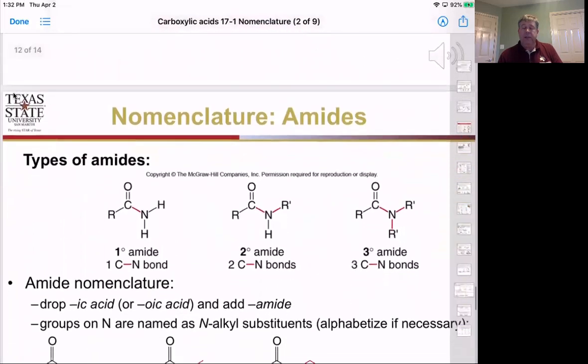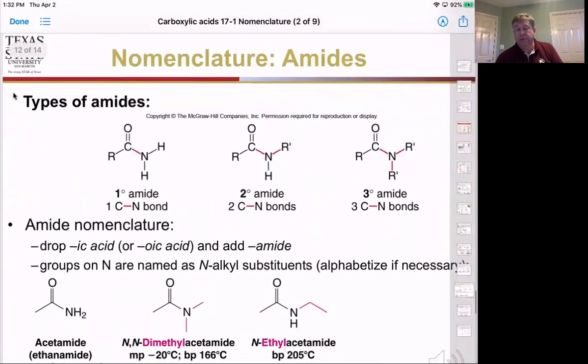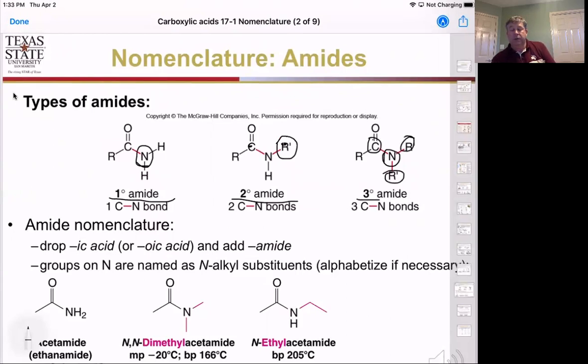Okay, so the amides have a little bit more complexity to them. What we think about is how many carbons are bonded to this nitrogen here. If we only have the carbonyl bonded to the nitrogen, that's one carbon-nitrogen bond, and therefore it's a primary amide. In this case, if we have an R group substituting, taking away one of these hydrogens, then we have 2 carbons bonded to nitrogen, so that's a secondary amide. And in this case right here, we have 3 carbons bonded to the nitrogen, therefore it's a tertiary amide.